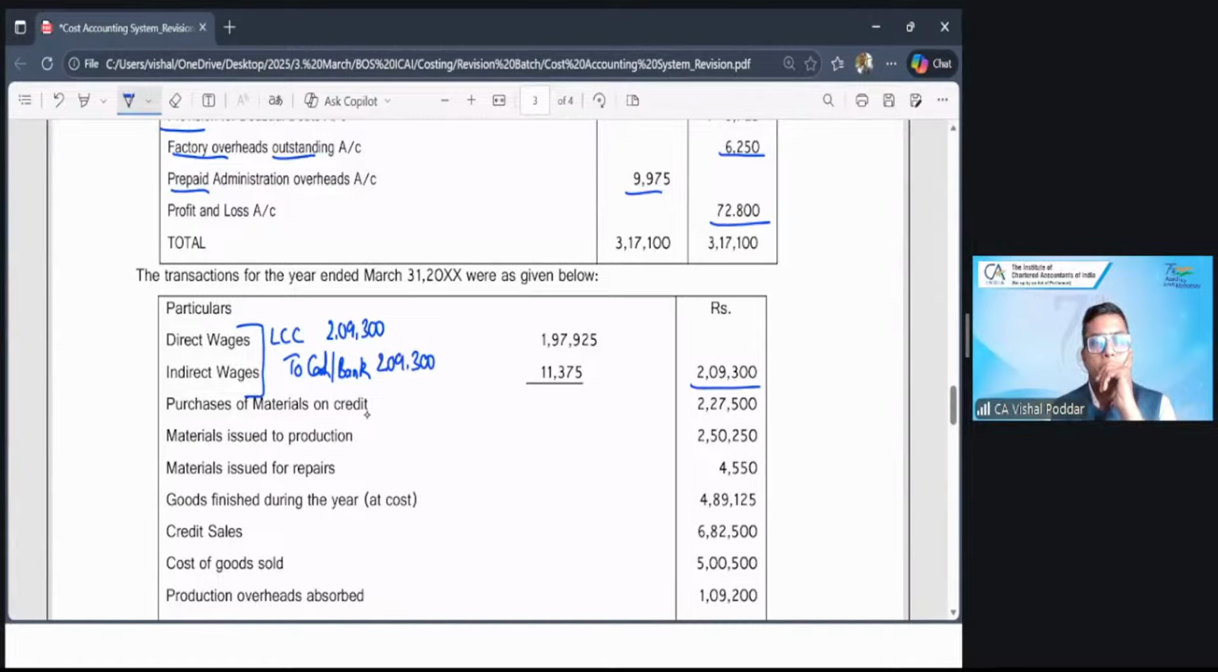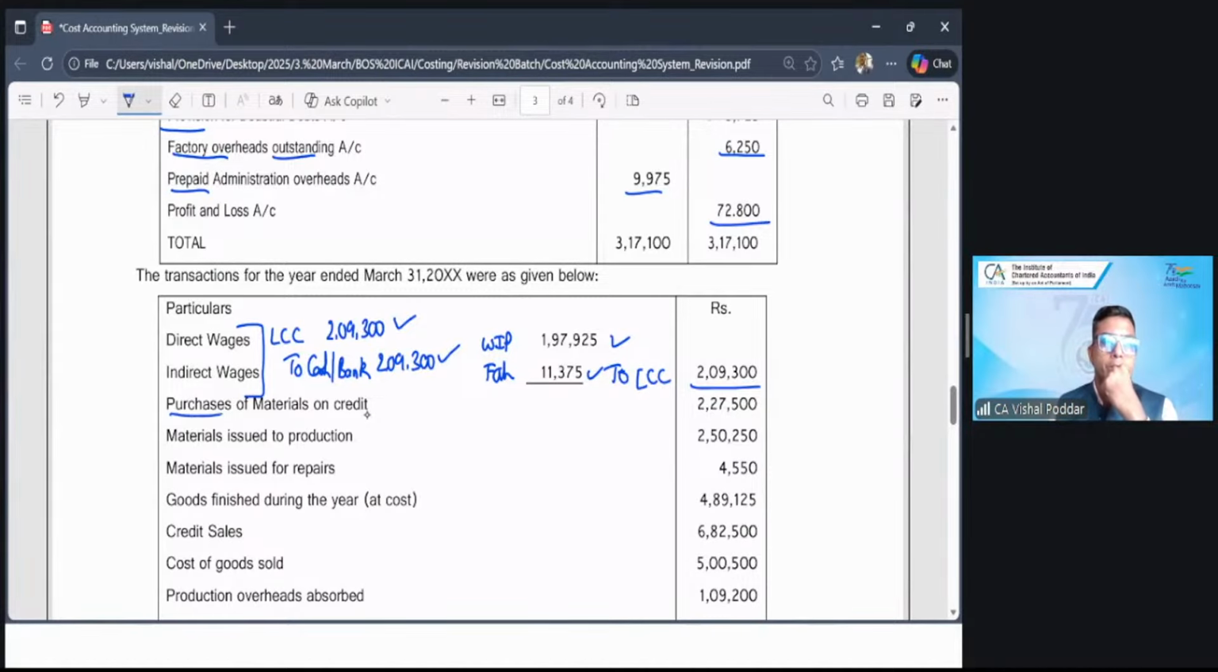Now, I have some direct, I have some indirect. So what will be the entry? WIP, debit for direct, factory overheads, debit for indirect, and to LCC, that is a labor account credit for the total. So first entry you will pass for incurring the labor cost. Second entry you will pass for charging the labor cost. Fine, students.